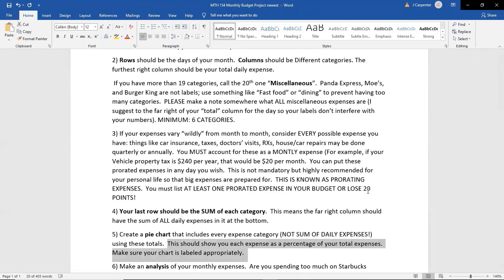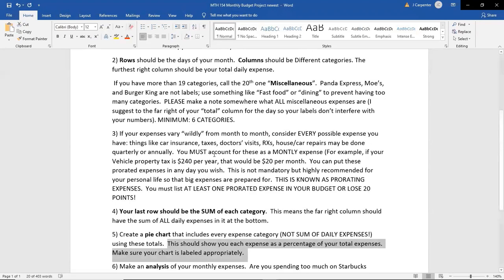I also need to make sure, you need to make sure that your charts are well labeled. So when you have your pie chart, if they just say category 1, 2, 3, 4, 5, nope, you're going to lose points for that. It should have, all right, the red one is food, the green one is your rent, the blue one is your car expenses, the orange one is your medical expense. Not those specific colors, the specific categories. You get the point, I hope.